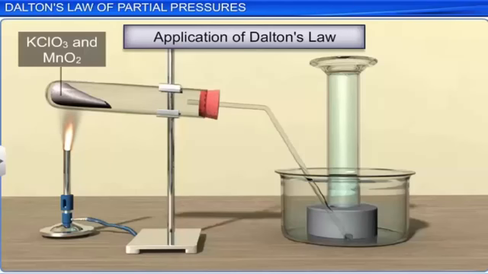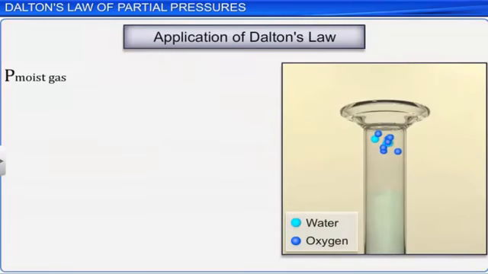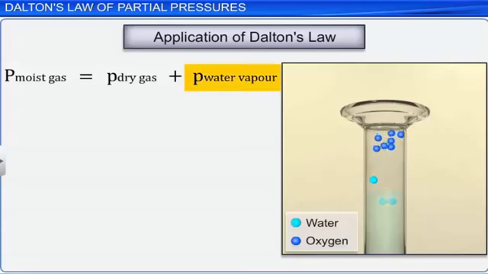Dalton's law of partial pressures is useful in calculating the pressure of the dry gas collected over water by the downward displacement in the laboratory. As we know that a gas collected over water is saturated with water vapor, it is said to be a moist gas. The total pressure exerted by a moist gas is equal to the sum of the partial pressures of the dry gas and water vapor respectively. The pressure exerted by water vapor, which is in equilibrium with water at constant temperature, is called aqueous tension.